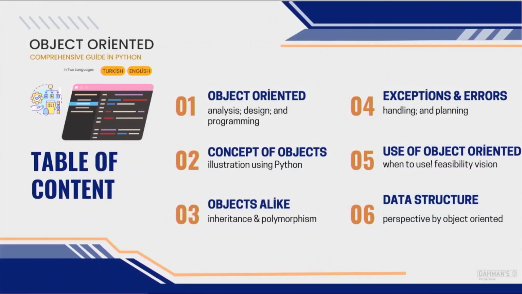We will be covering 7 sections in this training program. In section number 1, we'll be looking at object-oriented from analysis, design, and programming perspective. In section number 2, we'll be talking about the concept of objects. Of course, the illustration will be using Python.